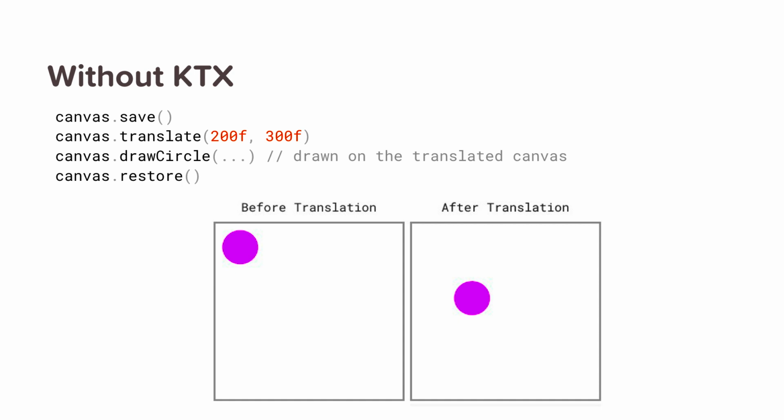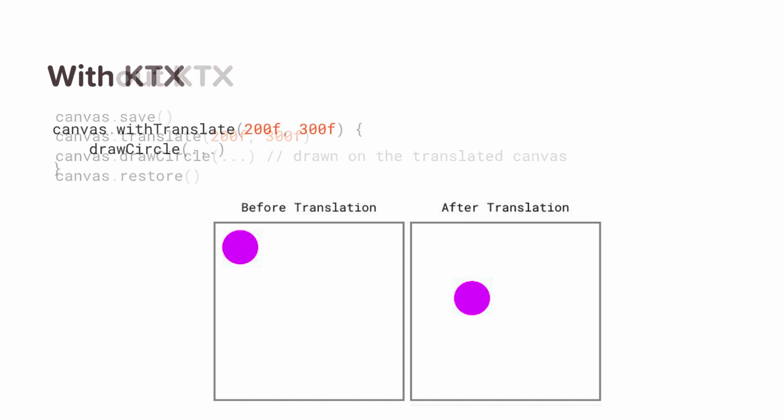So there are extension functions in KTX. One of them is called withTranslate, and basically they allow you to have blocks of code within the withTranslate block, okay? So now you can nicely see it's indented and it's within my braces. I now know that this draw circle command will be drawn on a translated canvas, and anything after that last bracket will be drawn on a non-translated canvas.